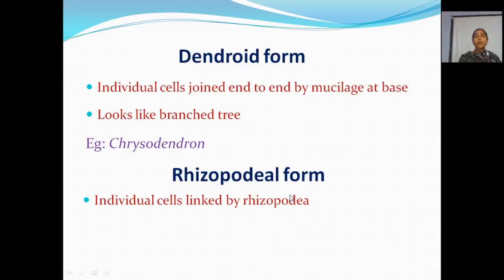Then dendroid forms. What is the condition? Here individual cells are joined end to end by mucilage base. One cell's base, the next cell about the top, another top, giving a branch-like appearance. Dendroid means branch, so it looks like a branched tree. They stick together one by one and appear like a branched tree. That is the dendroid form, for example Chrysodendron. Rhizopodial means individual cells are linked by rhizopodia, which are thread-like structures. Each cell is linked by rhizopodia and forms a net. So dendroid is branch-like, the other one is rhizopodial.